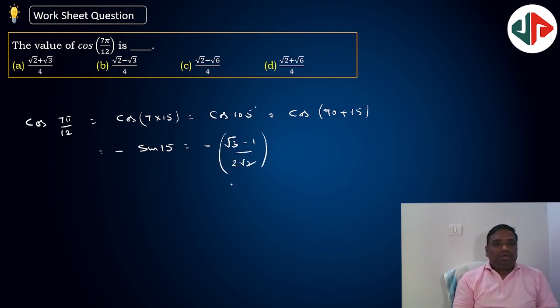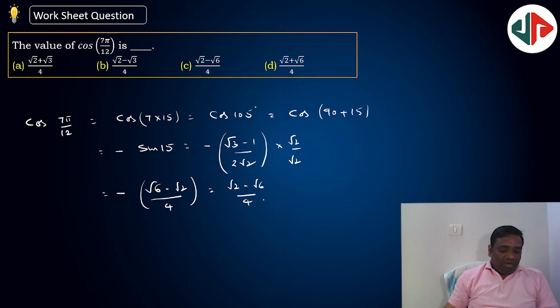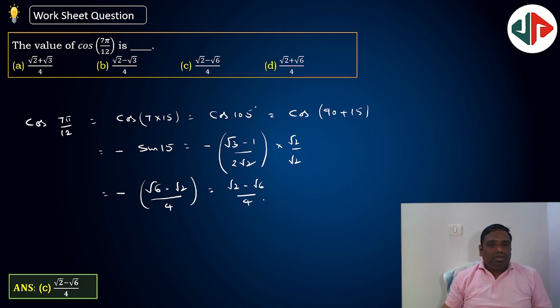But the options are not there. Simplify. Rationalize the denominator value. If you rationalize the denominator, it means root 6 minus root 2 by 4. If you simplify this value, it means root 2 minus root 6 by 4. Clear? I think this is a direct question.